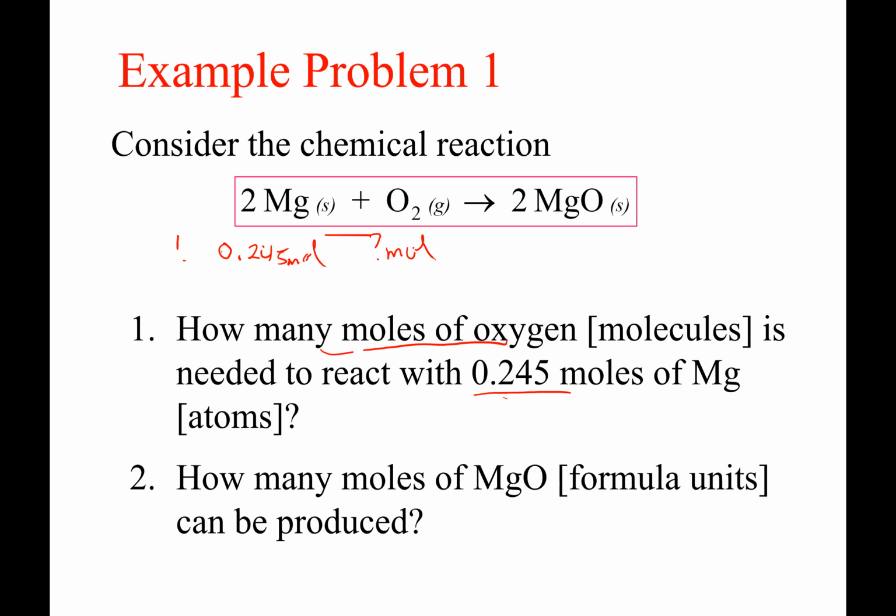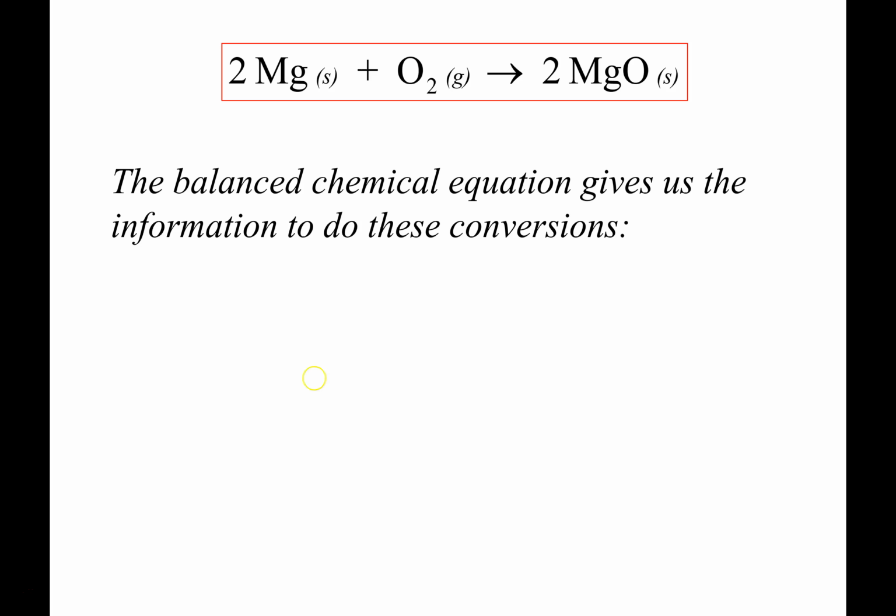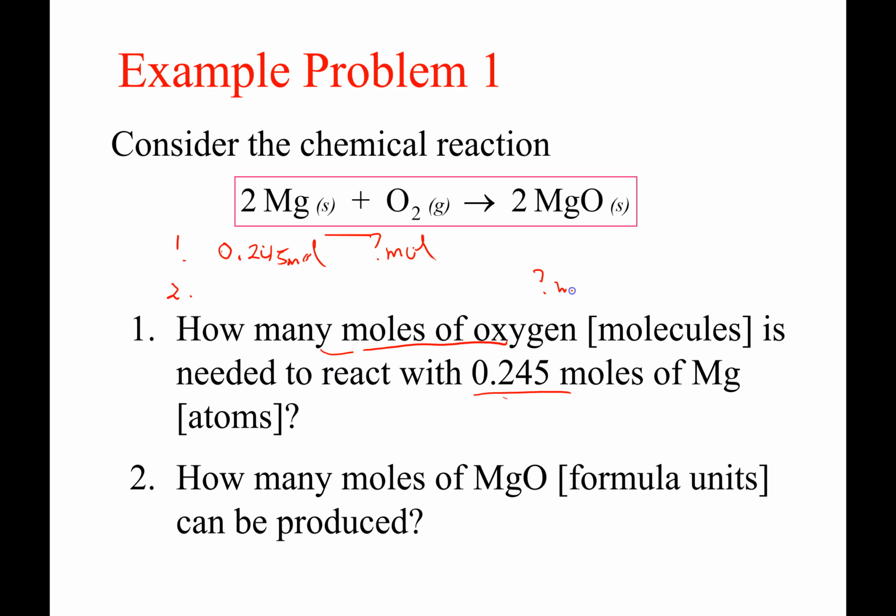And the second problem looks like this. How many moles of MgO? So I'm going to put another row here. I'll put question mark moles under my MgO is produced. Now this is not worded very well, but it's assuming that we have 0.245 moles of magnesium. So I'm going to put 0.245 moles of magnesium over there. The stoichiometric calculation is always: you're given information about something, and you're asked to find information about something else. It's a mixed bag. It could be reactant to reactant, reactant to product, product to product, or product to reactant.